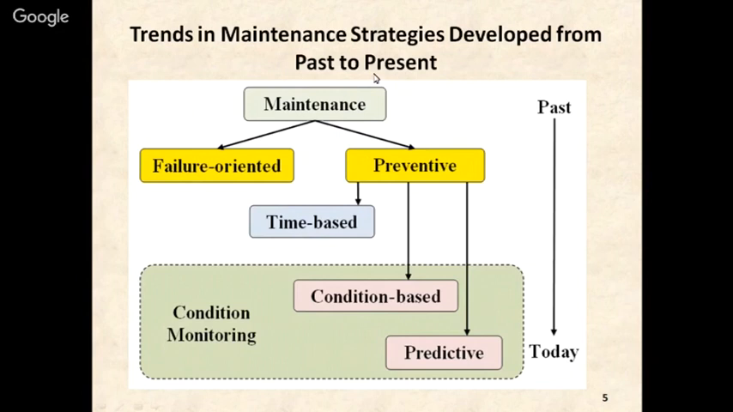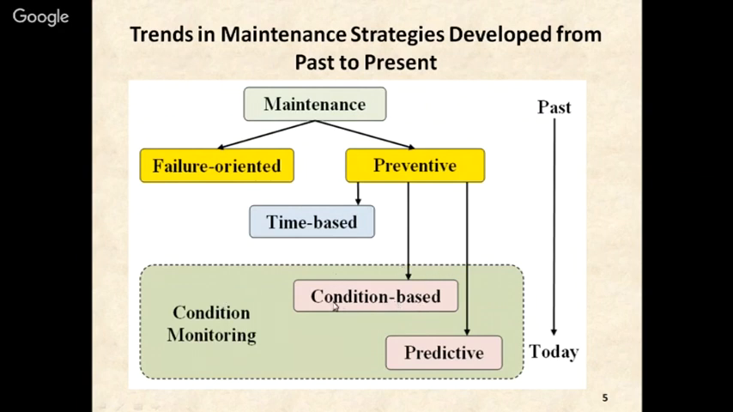These are the trends in maintenance strategies which have developed from past to present. First of all, maintenance in earlier days was failure oriented. That means whenever a fault occurred, then the machine was replaced or the maintenance was carried out. Then preventive maintenance followed. In this, we have time-based maintenance. That means after every 3 months or some stipulated time, we have to carry out the maintenance of the machine. And then condition monitoring has evolved.